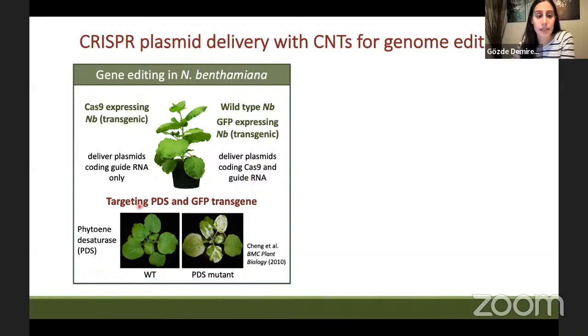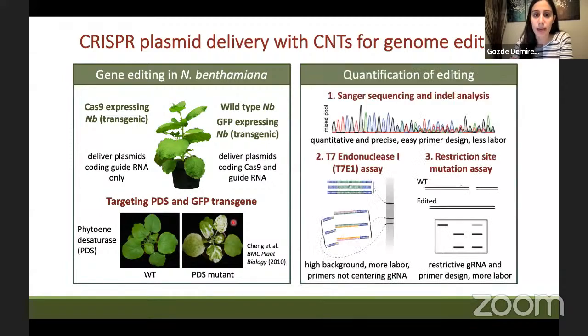And in these initial experiments, we targeted the phytoene desaturase PDS gene. So this is a visible gene when it's knocked out that the plants turn white. So it's an easy way to phenotype the edited plants as well. And initially, we used 3 methods to quantify gene editing. So the first one is Sanger sequencing and indel analysis using TIDE. This is, I think, the method that is, first of all, easiest, less labor, and it's more quantitative and precise compared to other enzymatic-based methods.